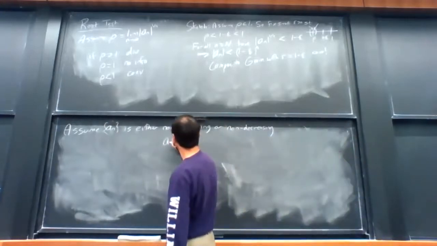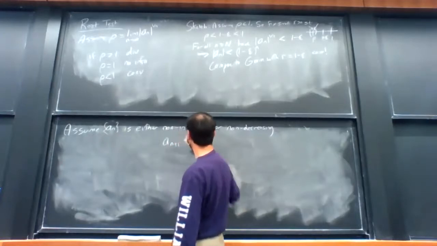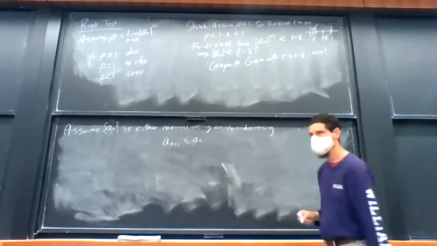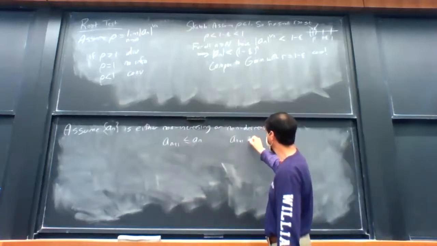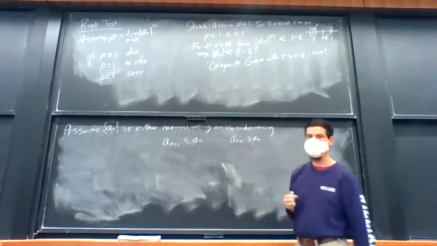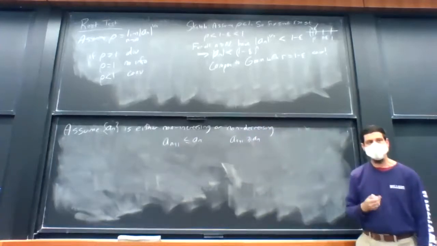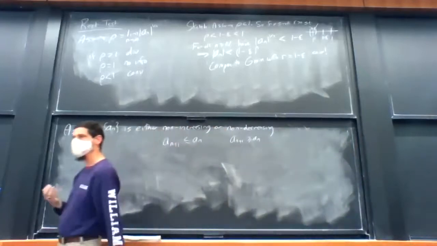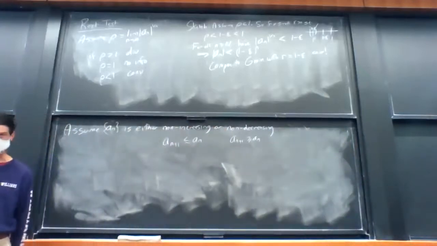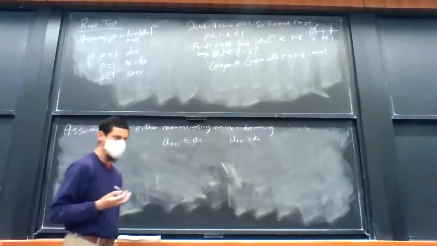So this means a_(n+1) is always less than or equal to a_n. And non-decreasing means a_(n+1) is always greater than or equal to a_n. Can someone give me a quantity associated to yourself that is non-decreasing? Age.